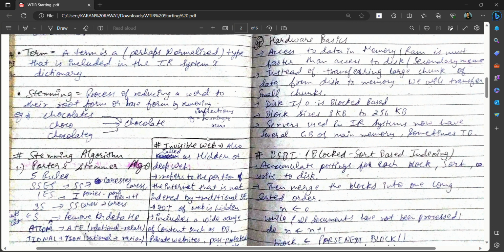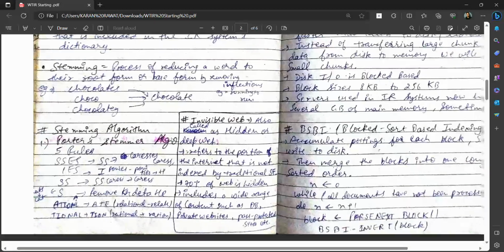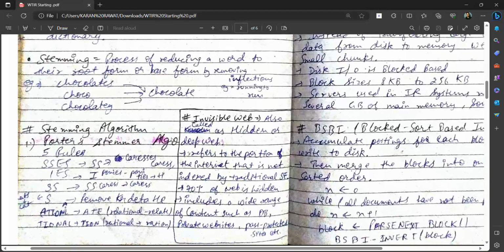Now we will discuss what stemming is basically. You will get the notes in the description box, and if you have any issue, then you can comment. I will also reply there. So what is stemming basically?